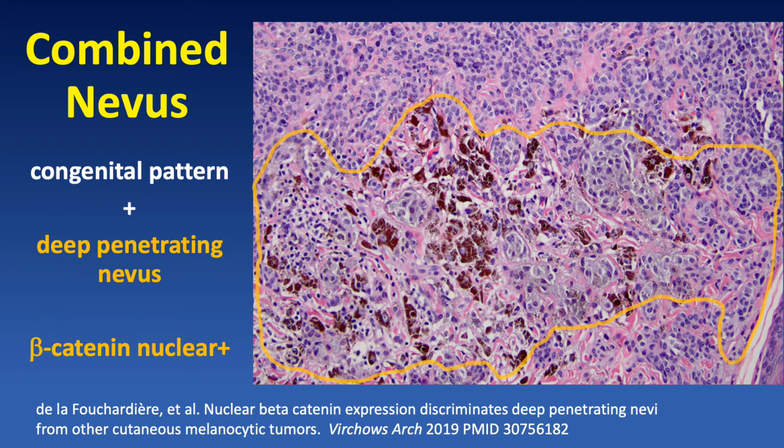Deep penetrating nevus is a histologically distinct entity that is regarded as a secondary development on top of usually a conventional small acquired congenital pattern nevus with initial activating BRAF V600E mutation and secondary alterations affecting beta-catenin, resulting in diffuse nuclear immunopositivity in the deep penetrating nevus component.